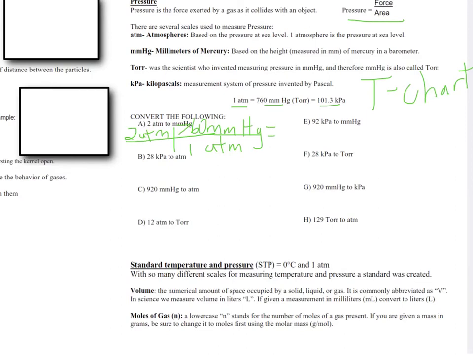I'll also do E with you. If I have 92 kPa, kPa goes on bottom, millimeters of mercury goes on top, and I just plug in my numbers. 101.3 kPa per 760 millimeters of mercury. Solve with it in your calculator.